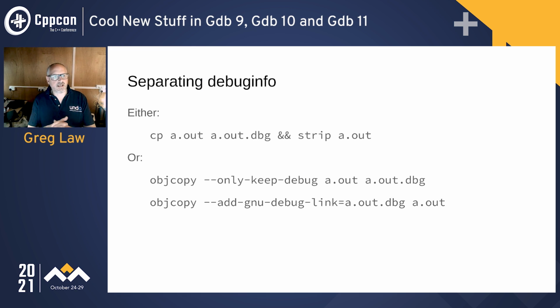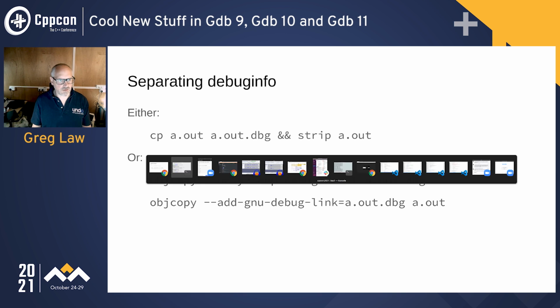There's a few ways you can do that. Probably the simplest way is the one at the top. We can just copy a.out to a.out.dbg and then strip it, and that will get rid of all the stuff that we don't need in order to run. Or we can use objcopy, which is a little bit more precise about exactly what I'm going to take. I'm going to use the first method because it's simpler.